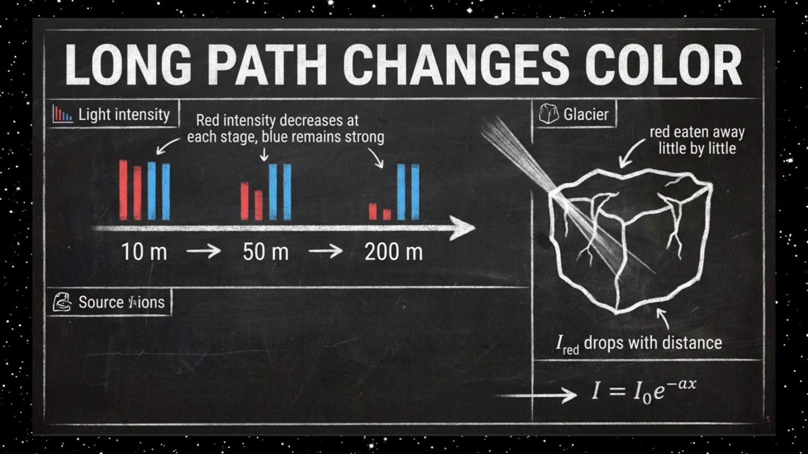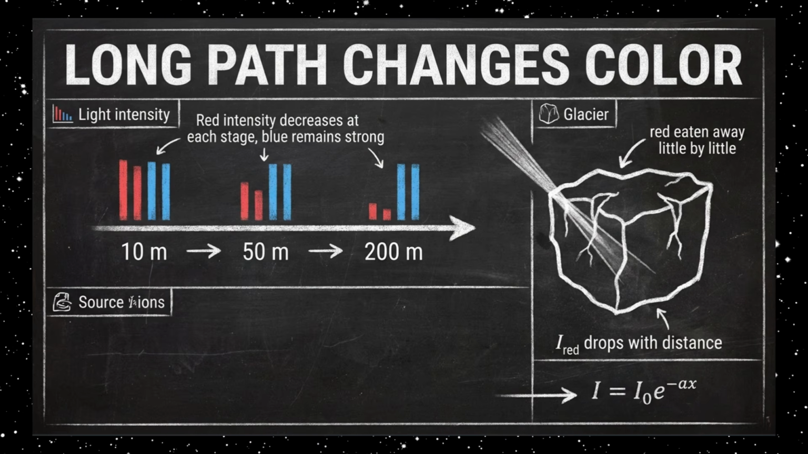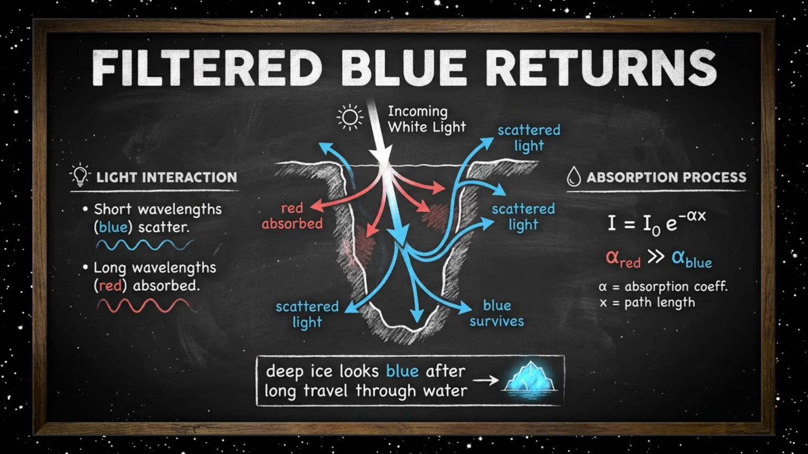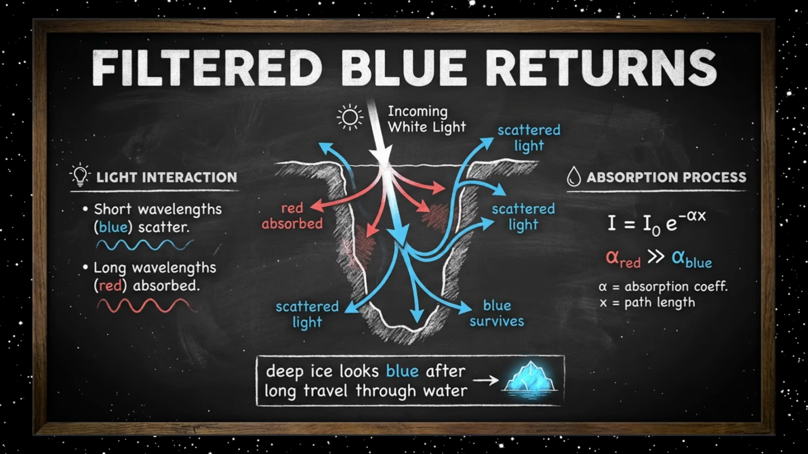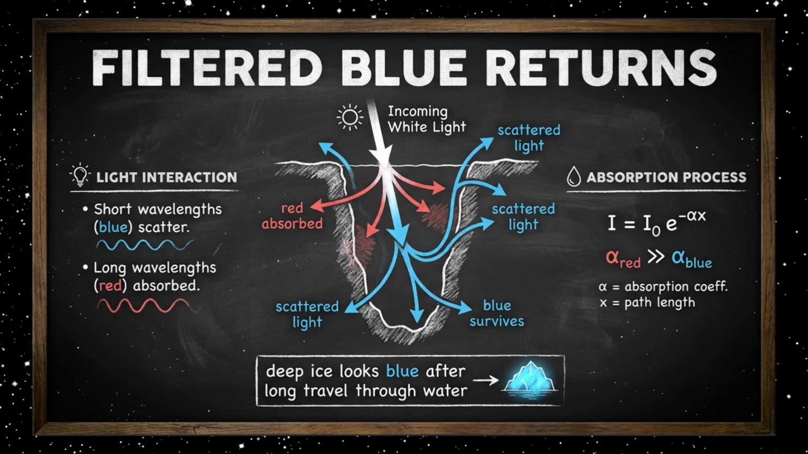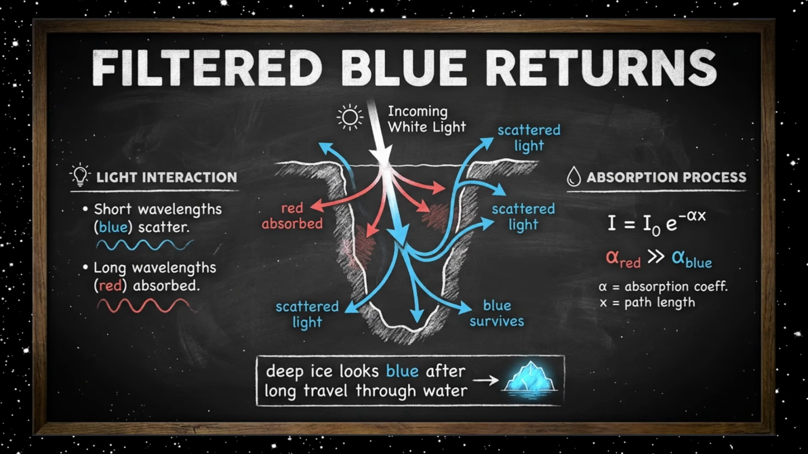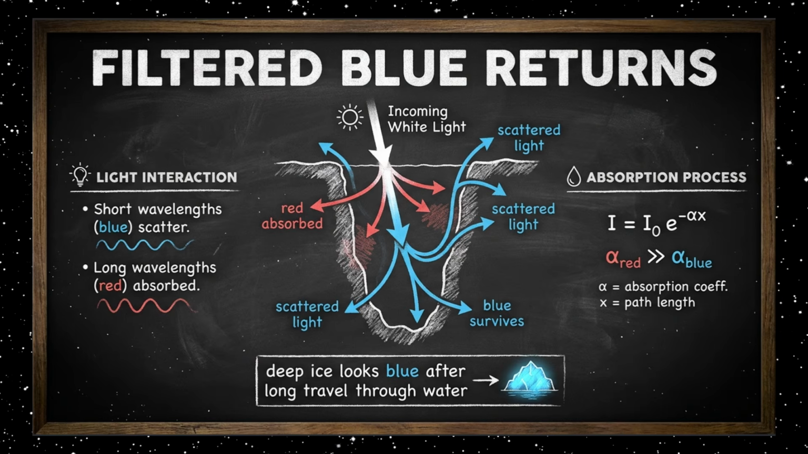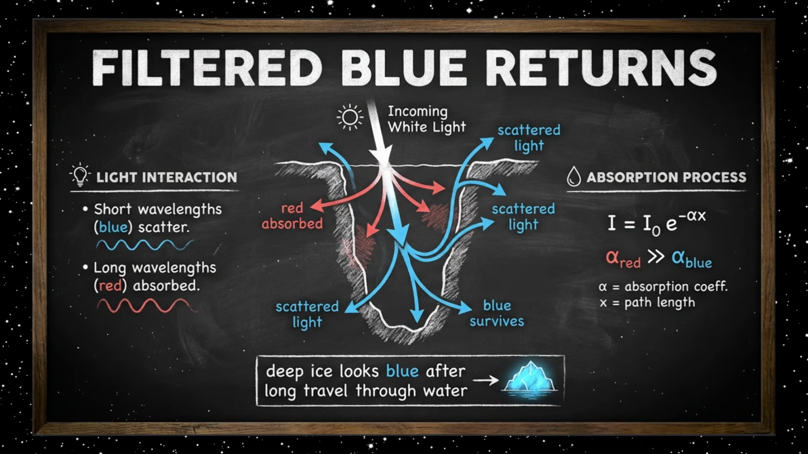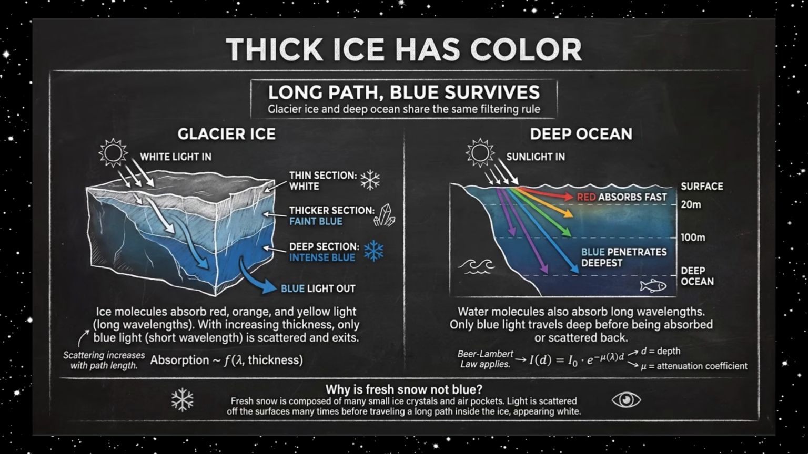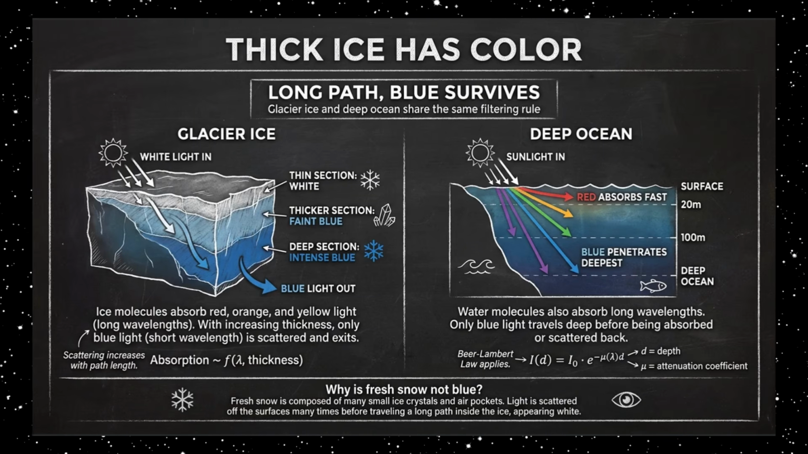So if you have a glacier that is hundreds of feet thick and light tries to pass through it, the red part of the light gets absorbed along the way and only the blue part survives. When that blue light eventually scatters back to your eye, it has been filtered. You see blue. That is why deep ice looks blue. That is why the inside of a crevasse looks blue. That is why a thick chunk of glacier ice can have a color even though a small chunk would not.